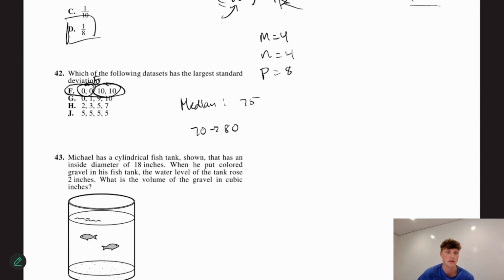We're still at 10, but above 10, right? That's kind of the limit. Okay, so this is a super high standard deviation, one of the maxes you can do in this scenario. So 10 is going to have a really high standard deviation. So I like 10 as an answer.